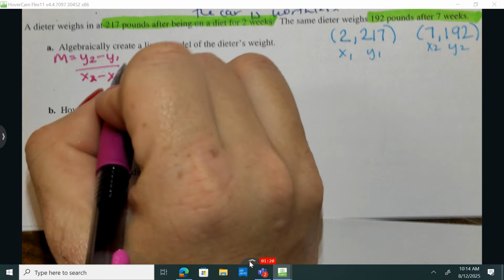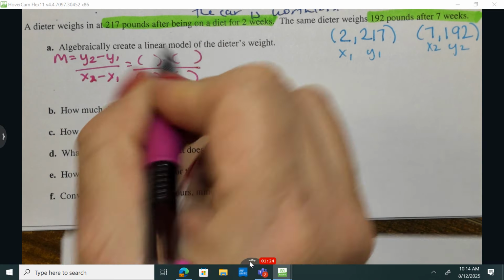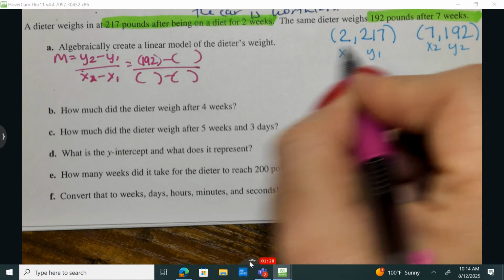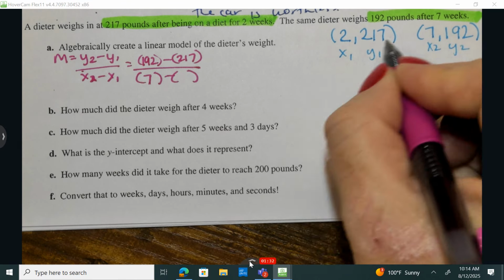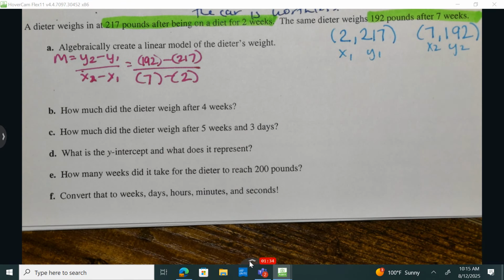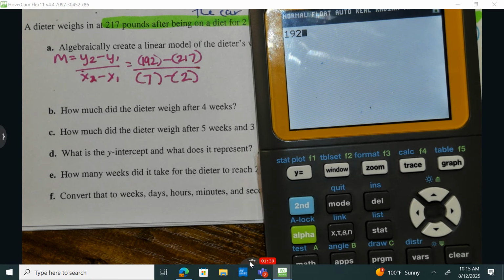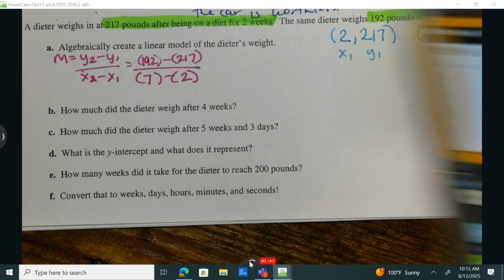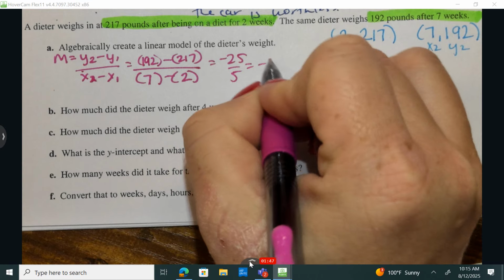So just to make that prediction, I'm going to put parentheses where I'm going to input values. And now y sub 2 is associated with 192. Y sub 1 is associated with 217. X sub 2 is 7. X sub 1 is 2. We can grab our calculator and we're going to subtract now. 192 subtract 217, and we achieve an answer of negative 25. So negative 25 over 5 equals negative 5.